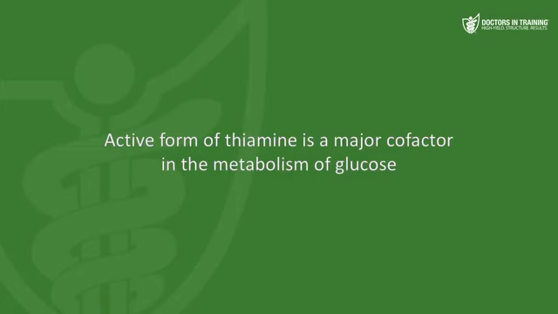The active form of thiamine is a major cofactor in the metabolism of glucose. Therefore, anything that encourages glucose metabolism will actually exacerbate an existing or maybe even a subclinical thiamine deficiency. So if you give your slightly obtunded hypoglycemic alcoholic some glucose, you could turn him into a comatose euglycemic alcoholic. So this is why you always give thiamine before glucose to any patient with mental status changes or any malnourished patient or any alcoholic patient.